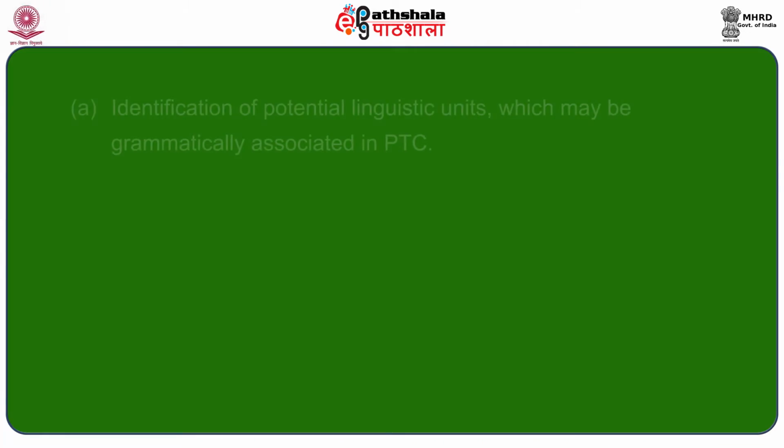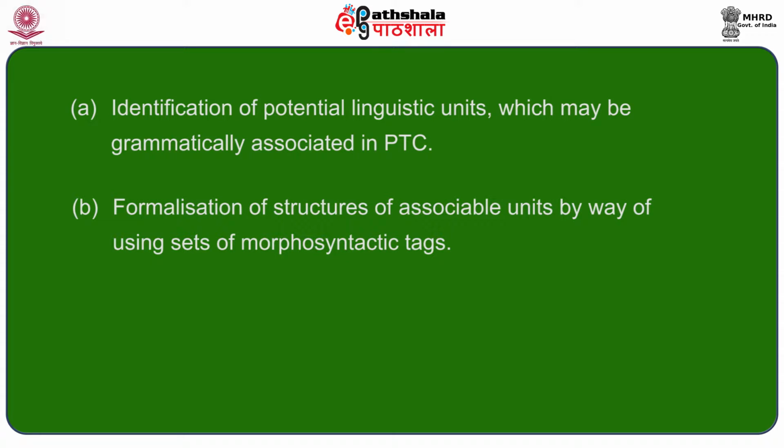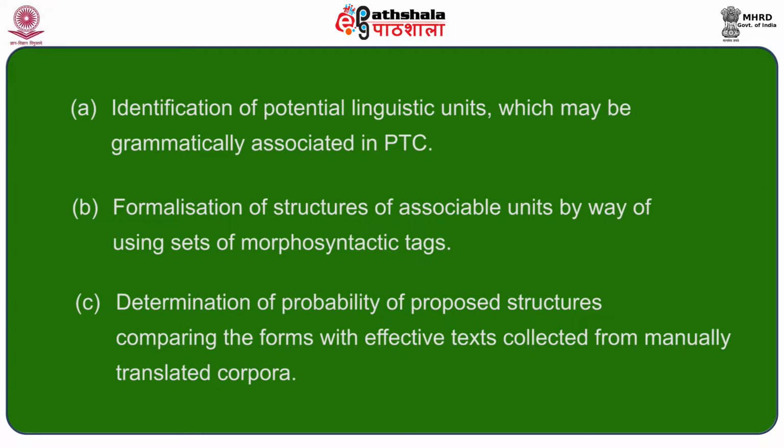Number one, identification of potential linguistic units which may be grammatically associated within a parallel translation corpus. Number two, formalization of structures of associable units by way of using morphosyntactic tags. Number three, determination of probability of proposed structures by comparing the forms with effective texts collected from a manually translated corpus.